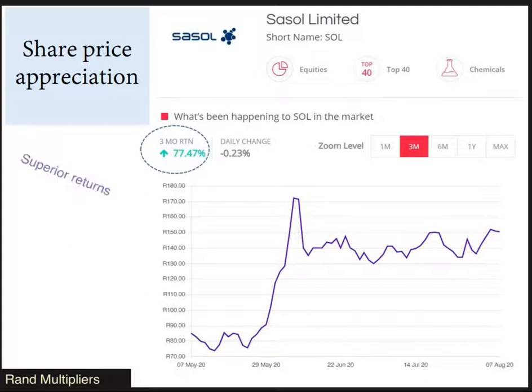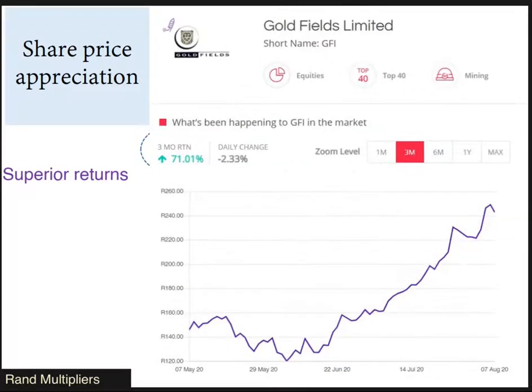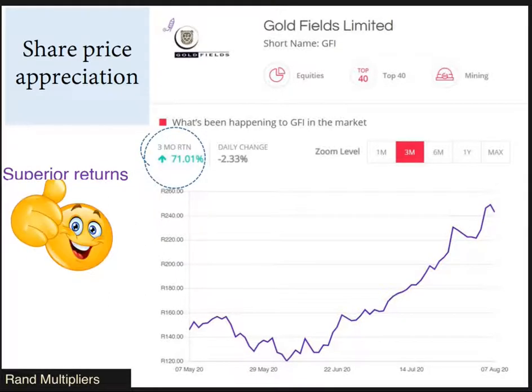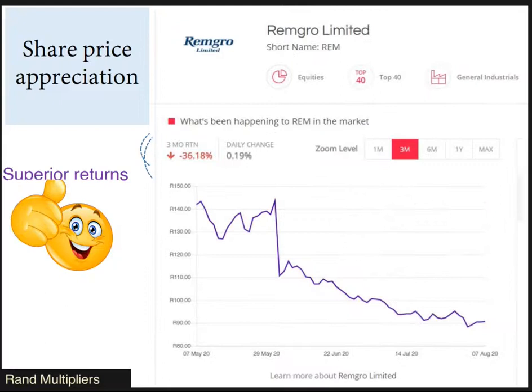But now, what if we also look at Goldfields? We can see that if you bought Goldfields 3 months ago and were to sell it now, your returns would be more than 70%, right? And these are superior returns. These are very superior returns. That means if you own Goldfields, these are the returns that you would have got. And at this point, of course, you are very happy that you are a good investor and you are good at picking stocks. But what if you also picked something like Remgro, all right?